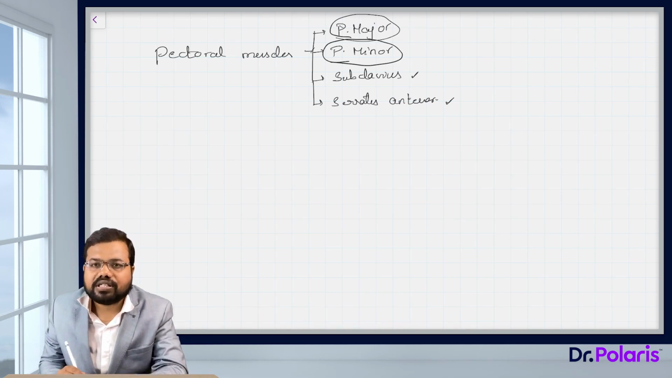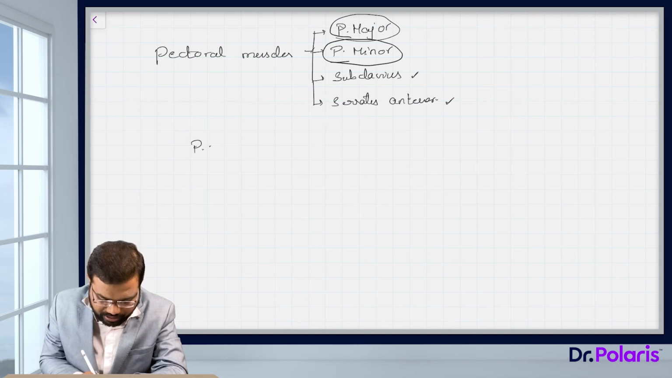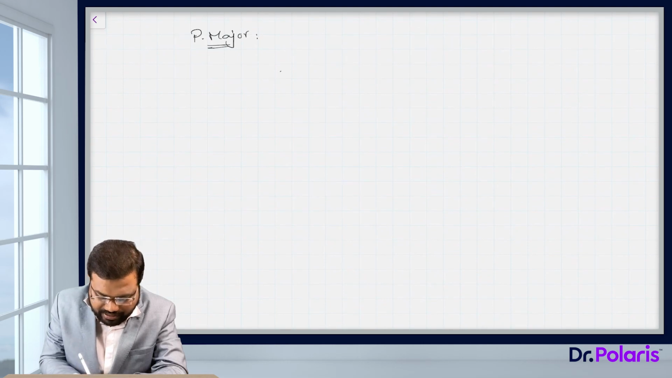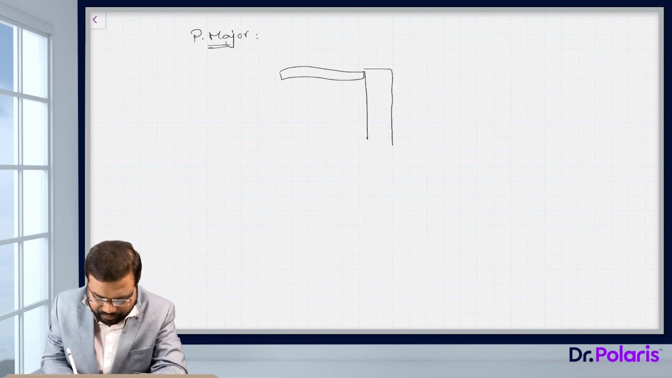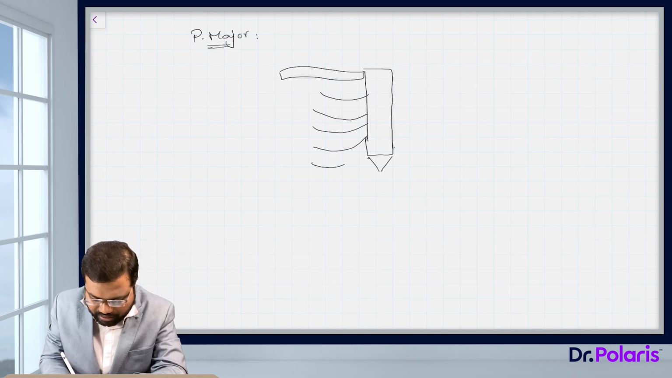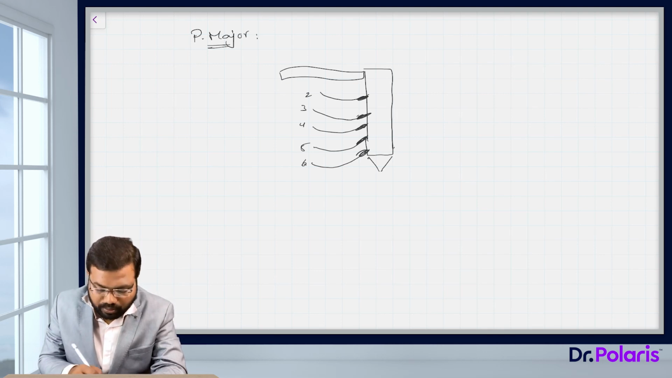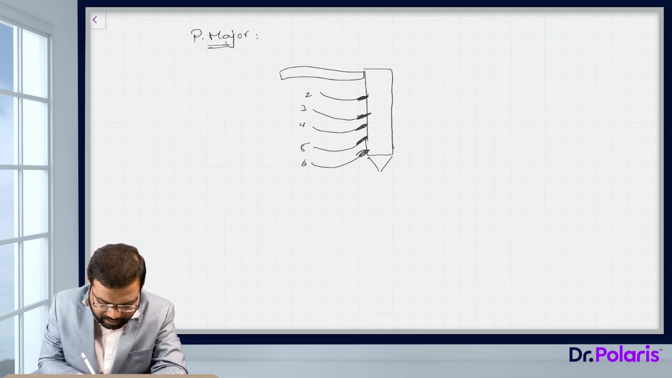First, we will discuss the pectoralis major. What is the origin of this pectoralis major? Let's imagine this is the clavicle on the right side and this is the sternum. Now the sternum has attachments of the second, third, fourth, fifth and sixth ribs, and on the medial ends we have the costal cartilages. Now the other end is the humerus.